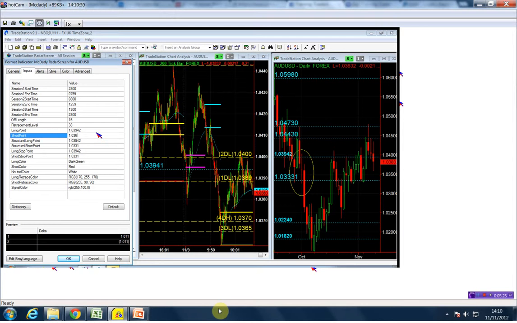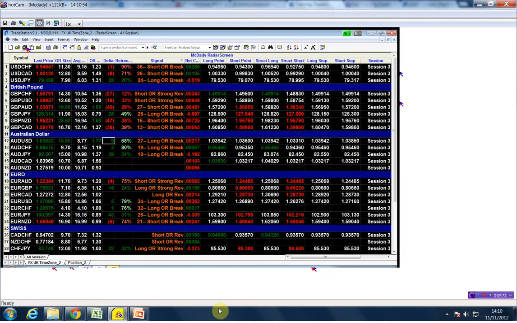Okay, and the next structure short point is the 103.31, and if I short it below 103.60, I'm going to use the market side as my stop, which is 103.85. Okay, so for the Aussie dollar, our bias is to the downside. We are only going to buy it above the structure point, which is the 103.94, which is our structure long point and our long entry and stop.